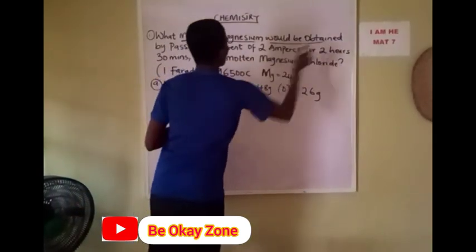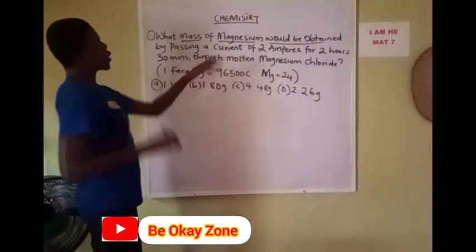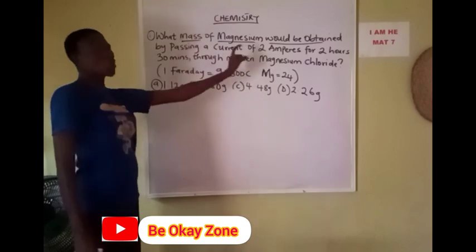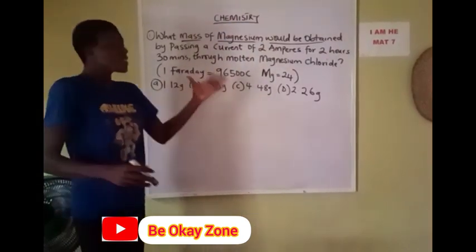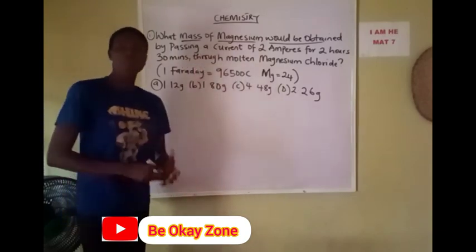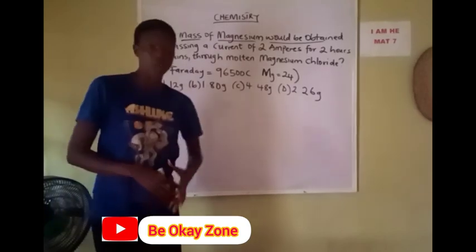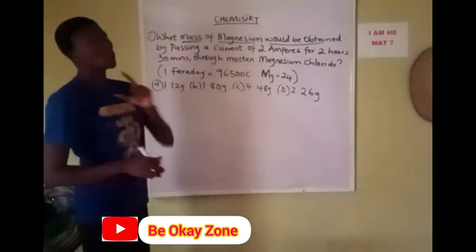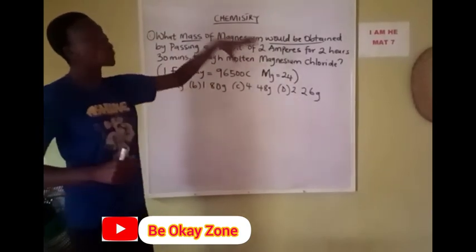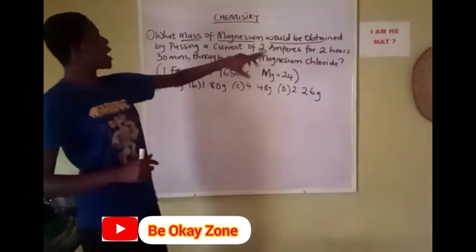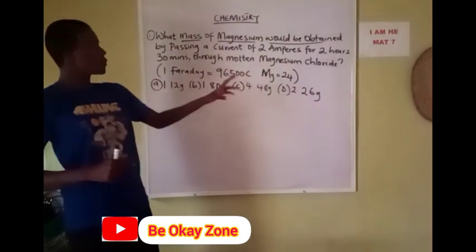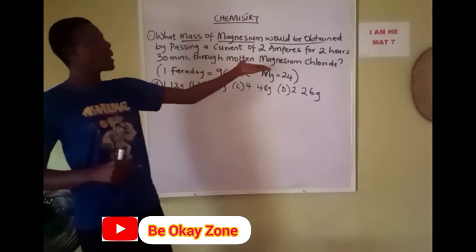To find the mass of magnesium that will be obtained by passing a current of 2 amperes for 2 hours 30 minutes. Now what it means is that this is a process taking place, and what process is that? Electrolysis, you understand? So we're asked to look for the mass of magnesium that will be obtained when a current of 2 amperes for 2 hours 30 minutes passes through the molten magnesium chloride.